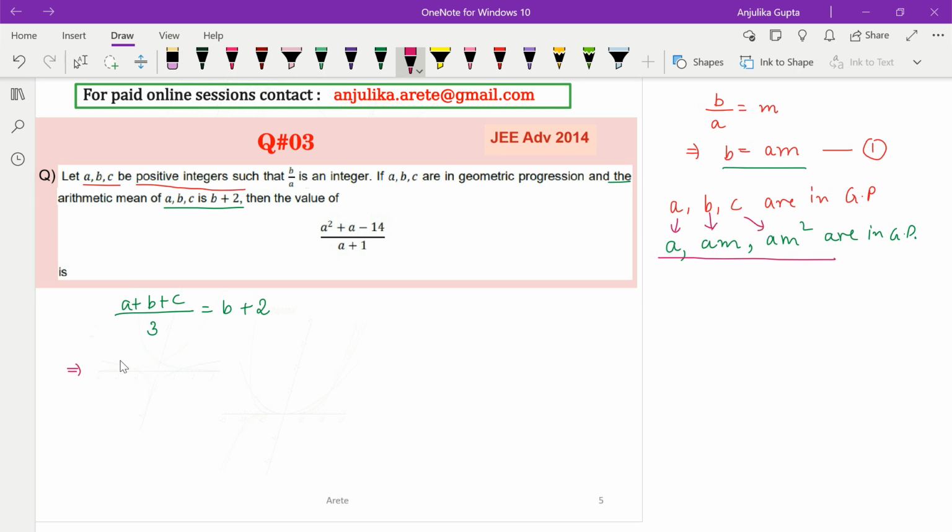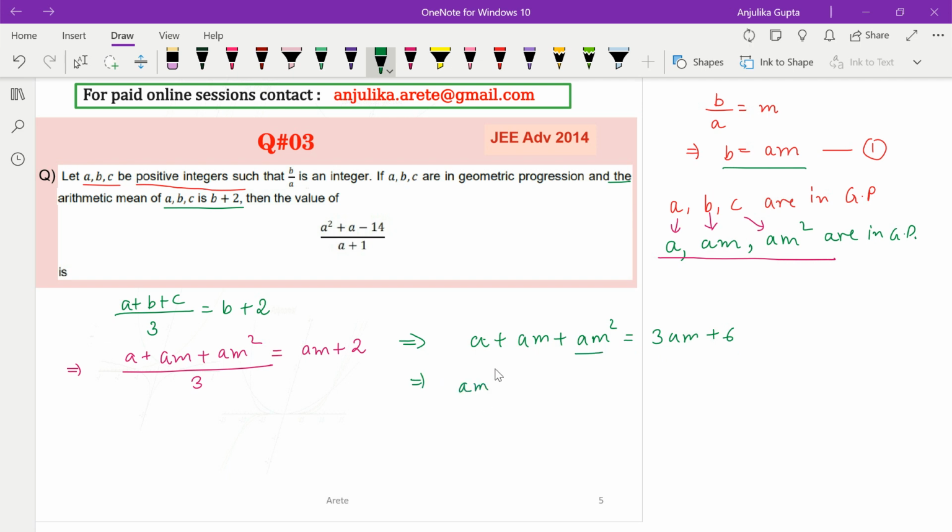Let's see what happens. A is A, this is AM, this is AM square, divided by 3. This is equal to B plus 2, which is AM plus 2. It looks like we are going to get a quadratic in M. To form that quadratic equation, first multiply by 3 on both sides. You get 3AM plus 6. Form a quadratic: AM square, now this and this combine, minus 2AM, and then plus A is equal to 6.